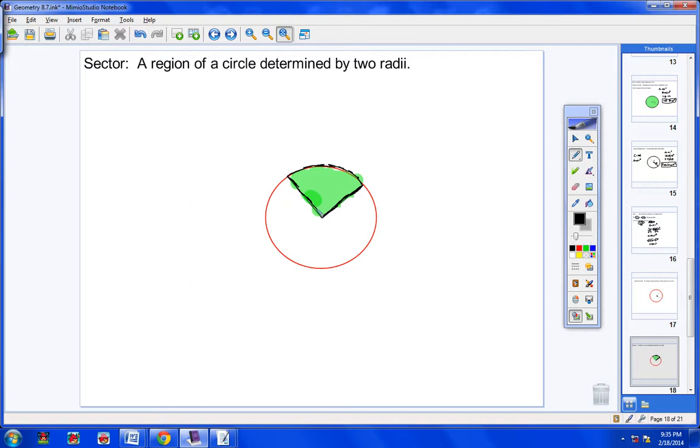There we go. So a sector is a region determined by 2 radii. And here's one radius. Here's the other radius. So we call that radii, that's plural for radius. And it's the area in between. So that's what a sector is.